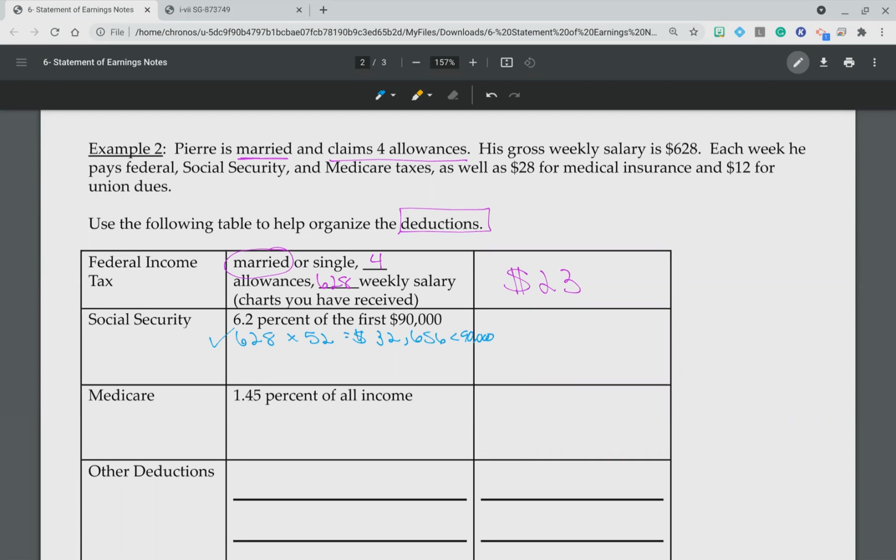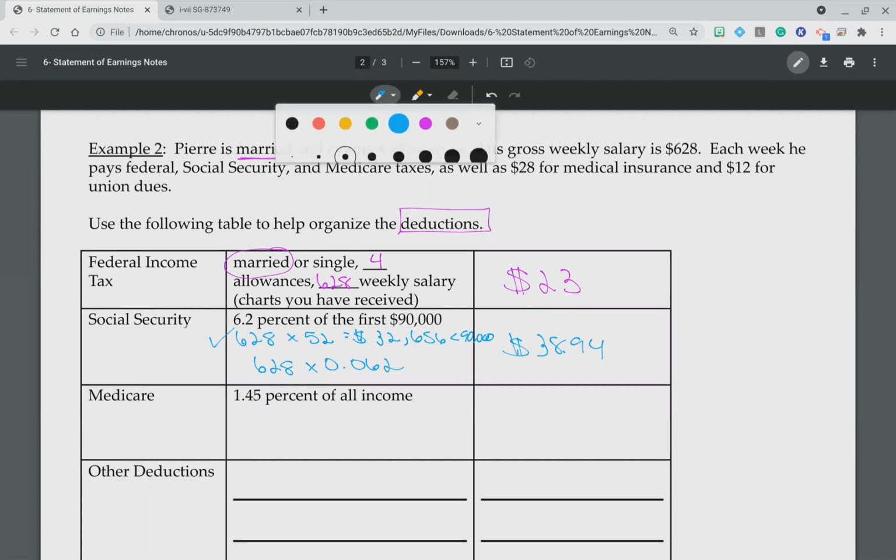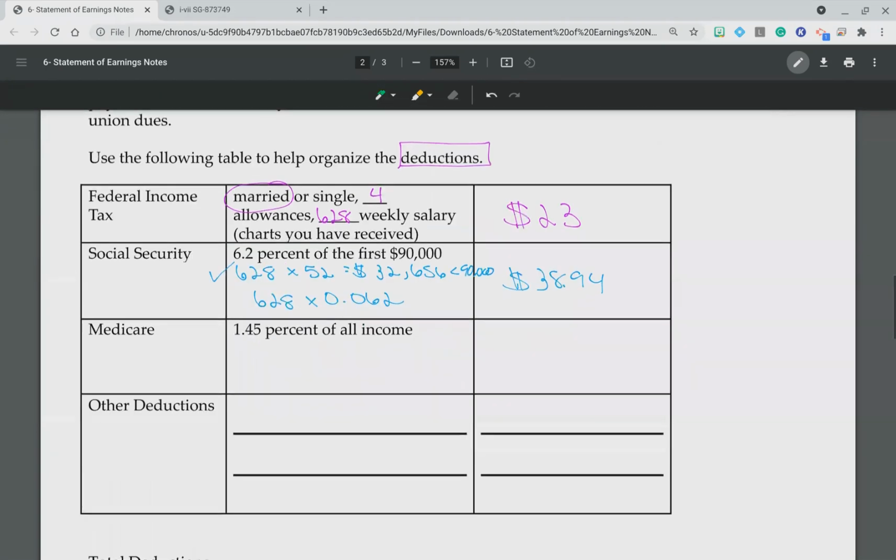So now to find my Social Security, remember I take my weekly income and multiply it by 0.062. Right? And that's going to give me $38.94 in Social Security. All right, our Medicare is 1.45%. So I take my $628 and multiply it by 0.0145. And for Medicare, I am getting $9.11. And then it asks us for our other deductions.